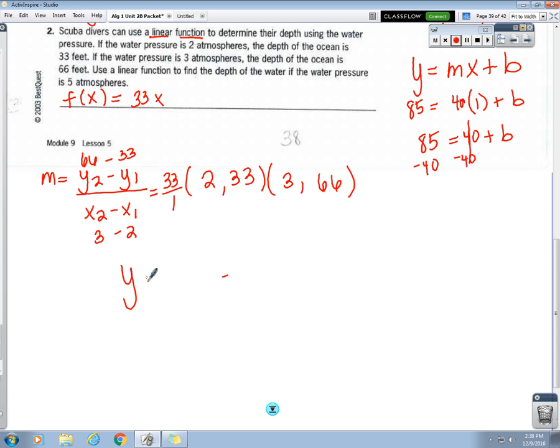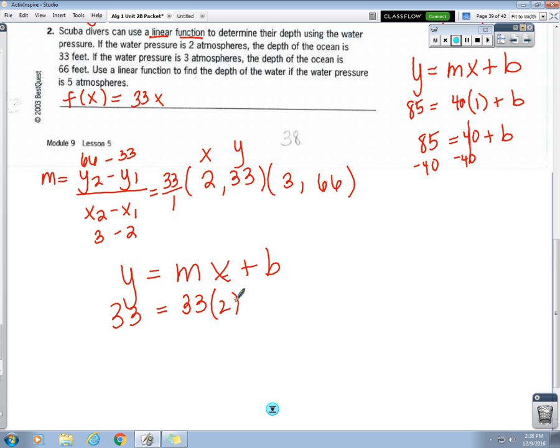Remember, y equals mx plus b. It's a linear function. That's what we're using. We just found out the m is 33. And don't we have an x and a y right here? We have one right here too, but you can choose whichever one you want to work with. I normally just choose the smaller one. So if x is 2, it would go right here. Y is 33, so it goes here.